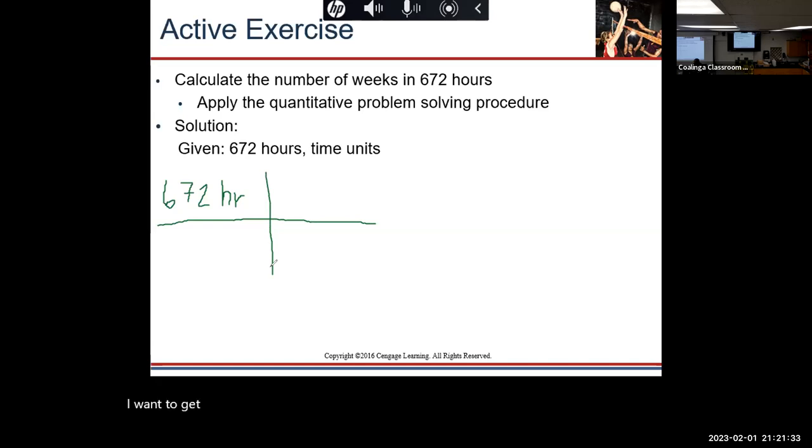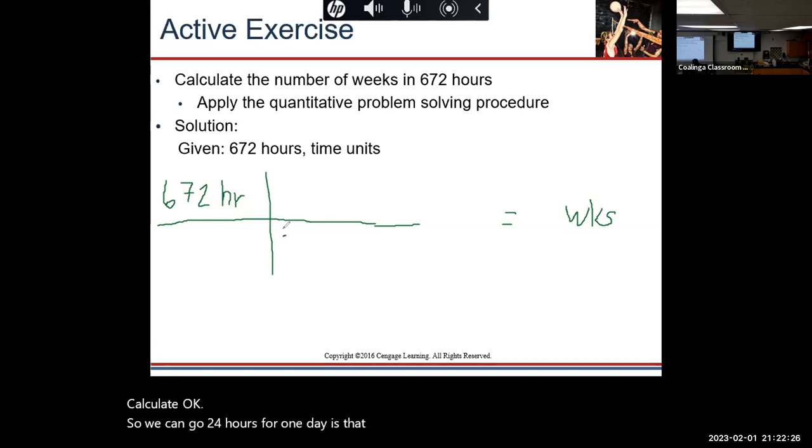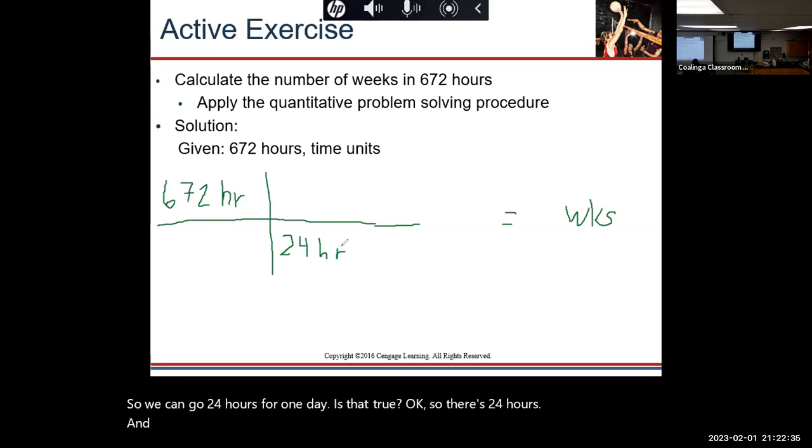I want to get to weeks. How am I going to get there? You could go straight from an hour to a week. Do you know how many hours are in a week? 168. Okay. Or you go 24 hours for one day. Is that true? Yes. So there's 24 hours. An hour should be on the bottom, right?